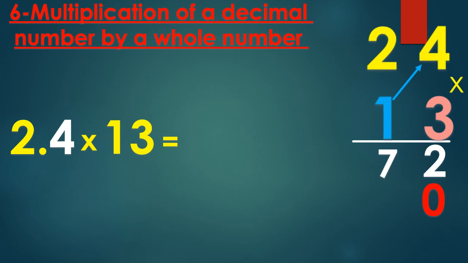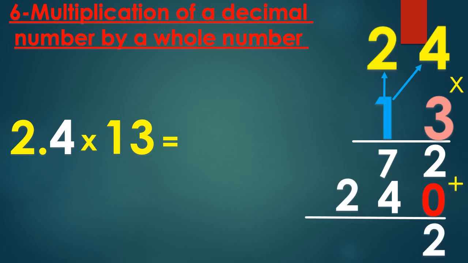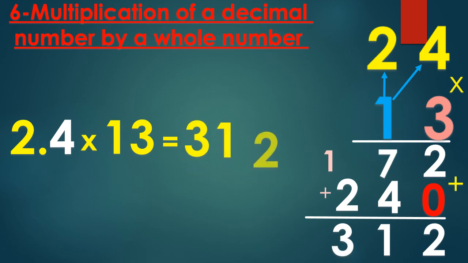Then we add both lines. 2 plus 0 is 2. 4 plus 7 is 11, 1 and carry 1. 1 plus 2 is 3. The answer is 3, 1, 2. Then we find how many numbers after the point we have. We have only one number. So we count one number from the right and put the point. The answer is 31.2.